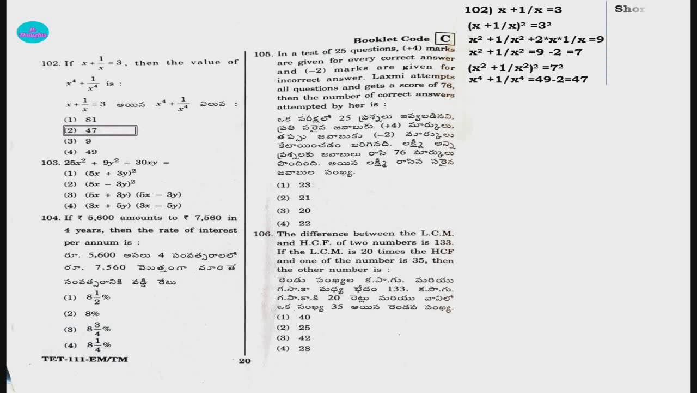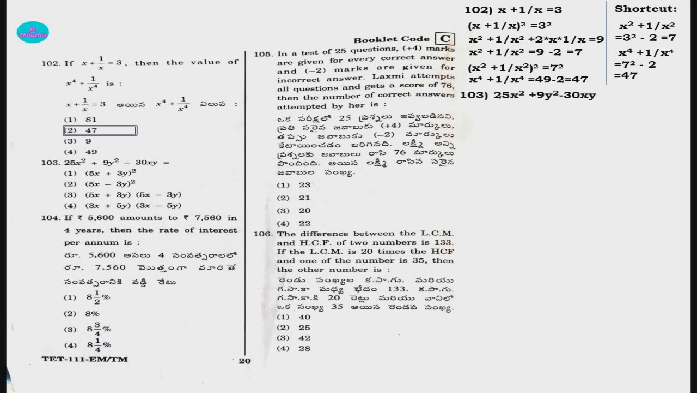For this, one alternative shortcut is also there. If x plus 1 by x is 3, then x square plus 1 by x square will be 3 square minus 2, that is 7. So again we will do this for x to the power of 4. So 7 square minus 2, that is 47.